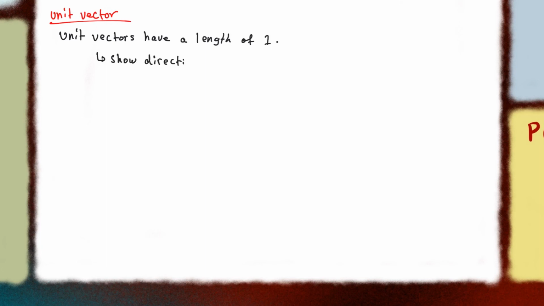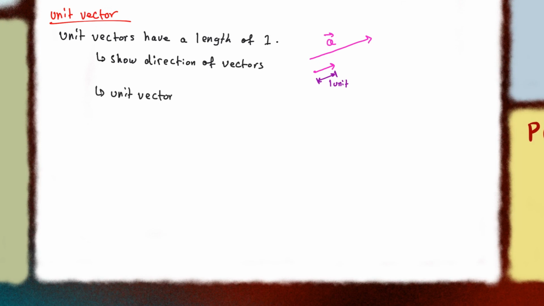Now let's talk about unit vectors. We've talked about unit vectors before. A unit vector is pretty much a vector that has a length or a magnitude of 1. They're super useful in terms of showing the direction of a vector. So, for example, if we have vector a, its unit vector will be in the same direction, but it will only have 1 unit of length. This is useful in many situations.